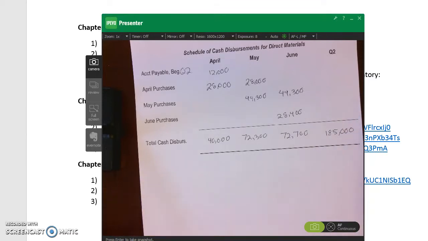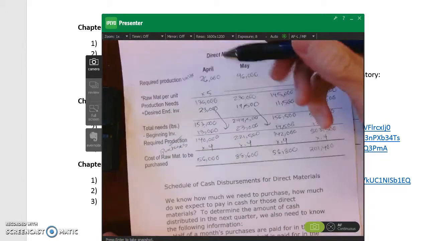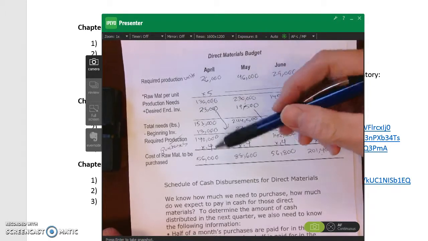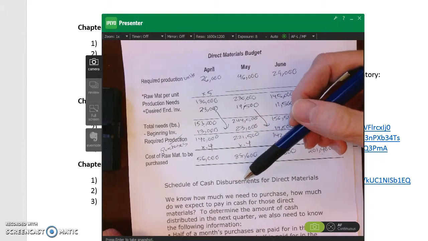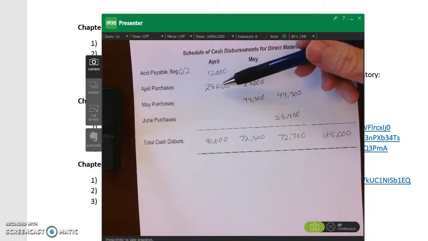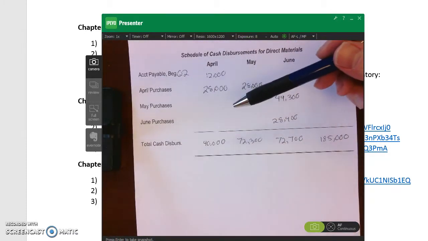Now, the journal entry that we're talking about over here, to purchase these raw materials: when we buy them, we would debit raw materials and credit accounts payable. And then when we pay this off, we would debit accounts payable and credit cash.